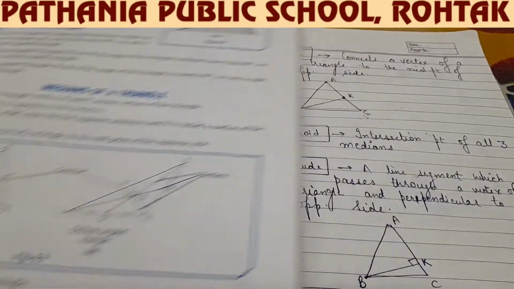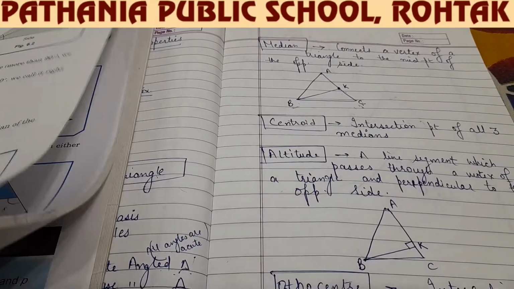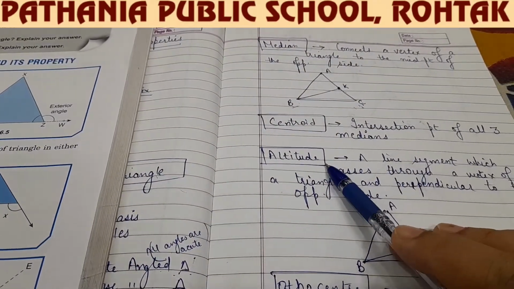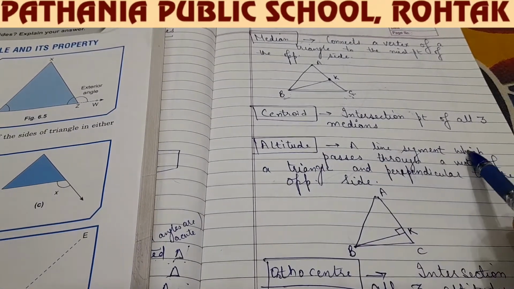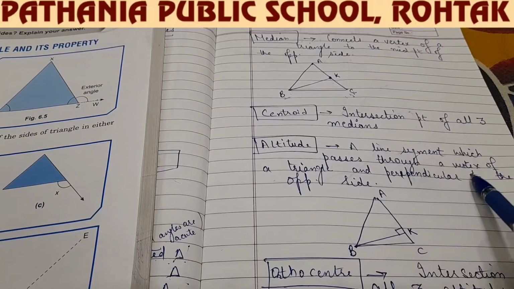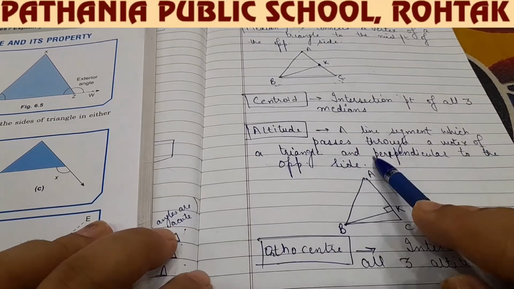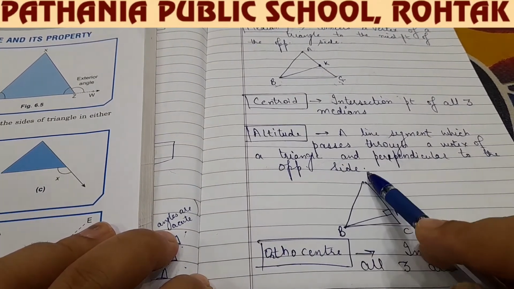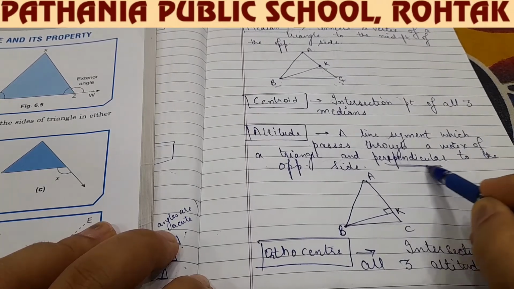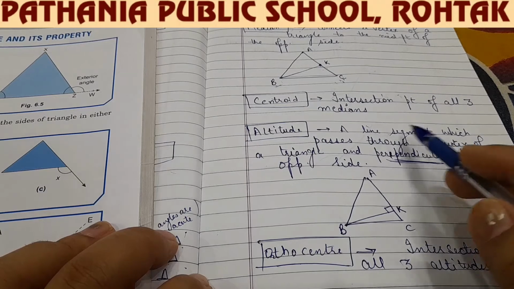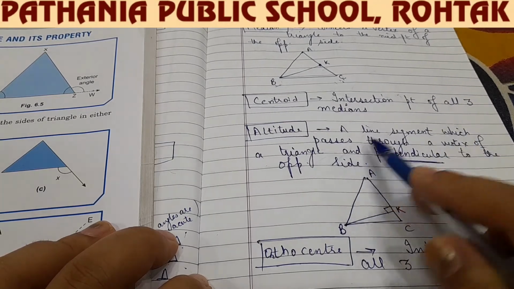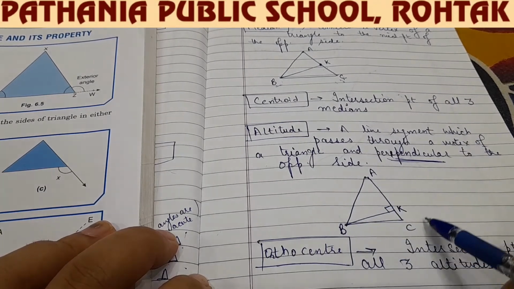Okay. Now coming on to the next point, which is altitude. What is altitude? A line segment which passes through a vertex of a triangle and is perpendicular to the opposite side. What is the meaning of perpendicular? Perpendicular means 90 degrees. So a line segment which passes through a vertex, any vertex you can take.